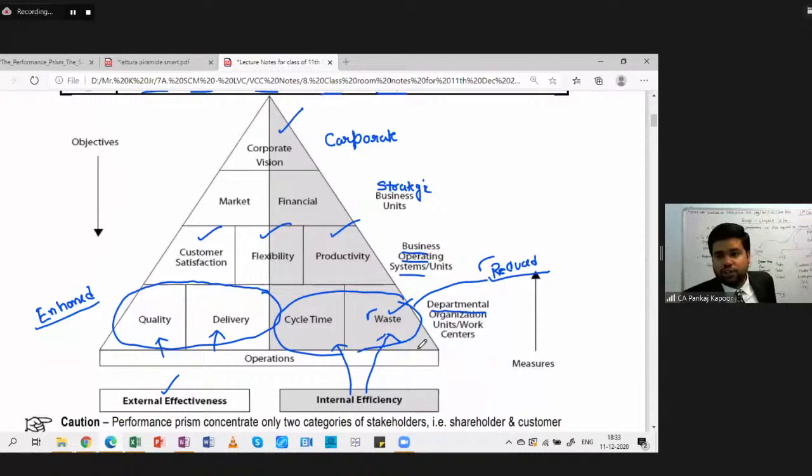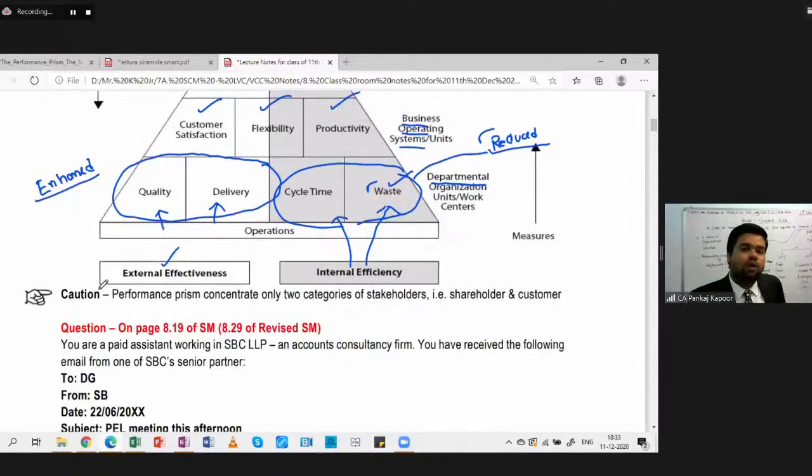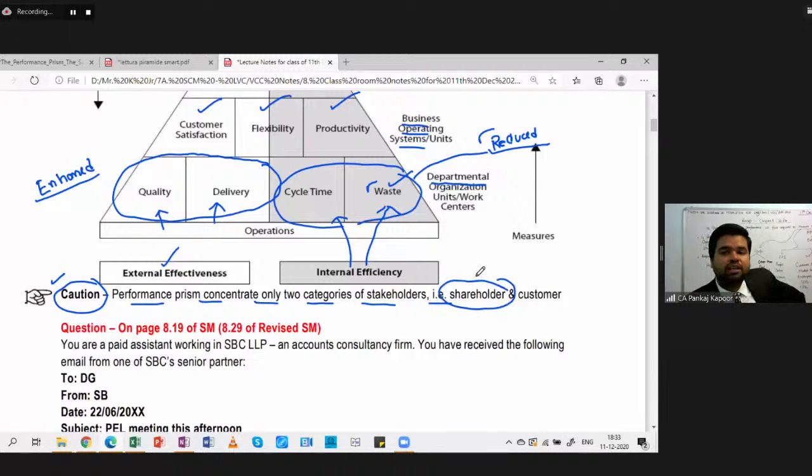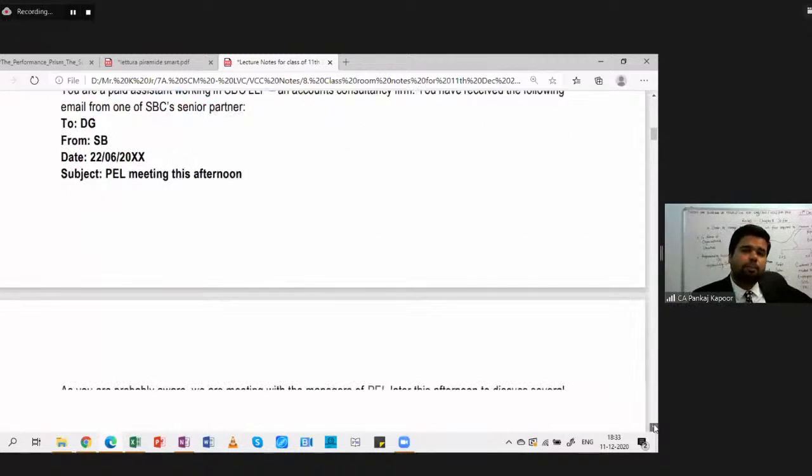Okay, now read the caution and then we'll move into the question. There is a caution given, or a critical consideration mentioned. Performance prism concentrates only on 2 categories of stakeholders: the shareholder in the form of the finances, and the customer. It doesn't consider the other stakeholders. It becomes a major limitation of the performance prism. Sorry, here the word prism is required. Okay. So it is a major problem with the performance prism.